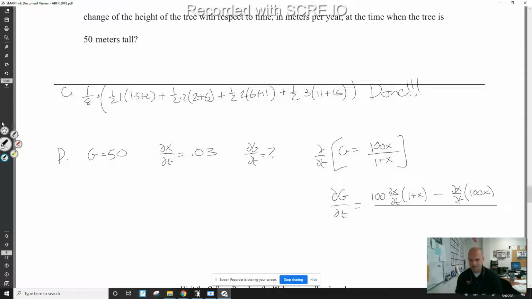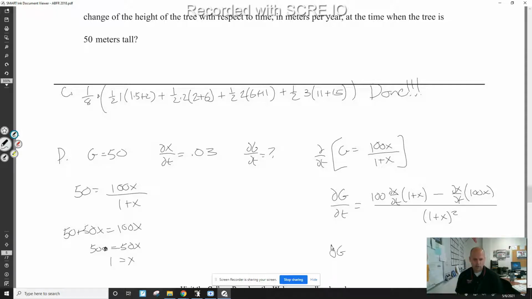Now we have a problem. What the heck is x? You don't give me x, they give me g. Well, guess what? This is the whole extra step on the related rates problem. We need to find x when g is 50. Multiply by 1 plus x, I get 50 plus 50x equals 100x. I subtract 50x, I get 50 equals 50x. I get x equals 1.